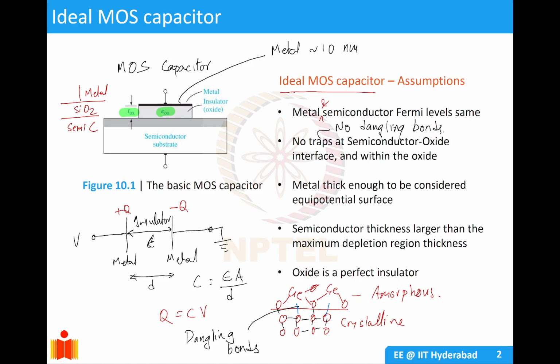Another assumption is that the metal is thick enough to be considered an equipotential surface. So we are not assuming a thin metal sheet. We are assuming that the metal is thick enough that we consider it as a bulk metal, and we consider it as one potential state.